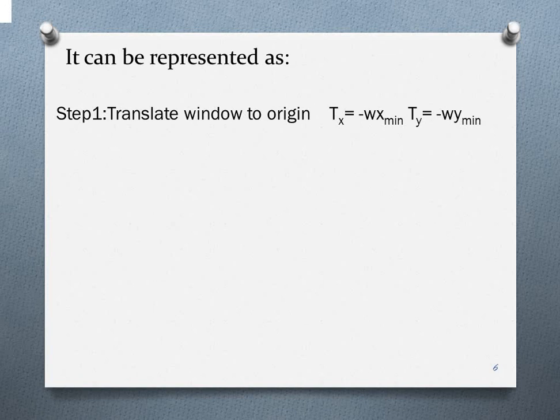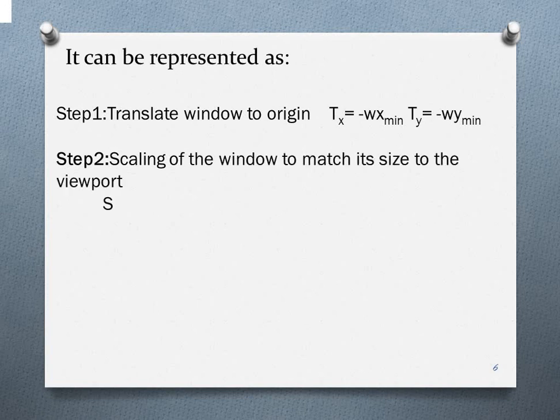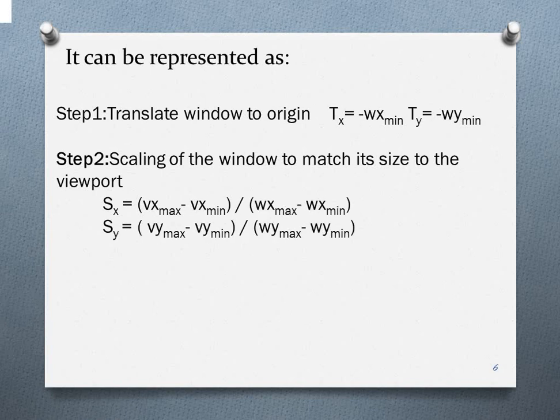For that, the translation factors in x direction and y direction will be minus Wx minimum and minus Wy minimum, because we are translating the window to the origin. Then we just want that the lower left corner of the window must coincide with the origin of world coordinates. So we have kept the values of tx and ty as minus Wx minimum and minus Wy minimum.